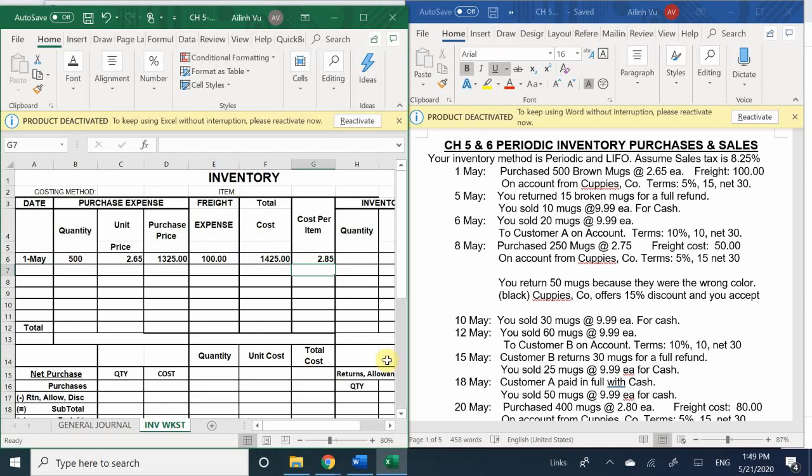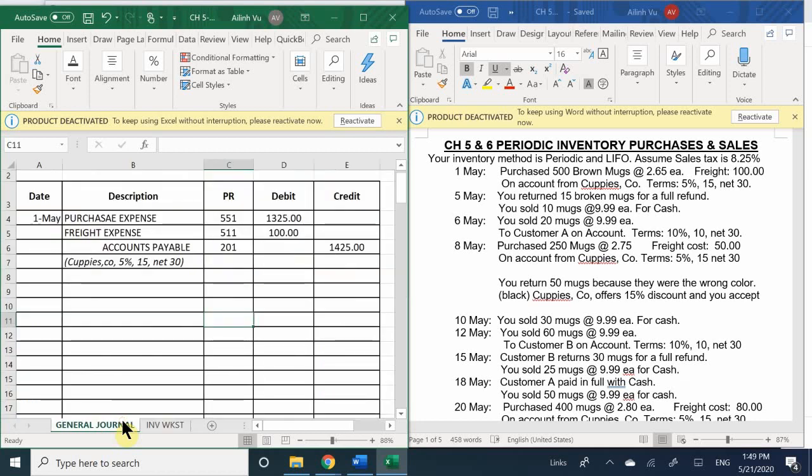Any questions on that? All right, what happened next? We returned 15 broken mugs for a full refund. We returned 15 mugs. Why? They were broken. So what do we do?